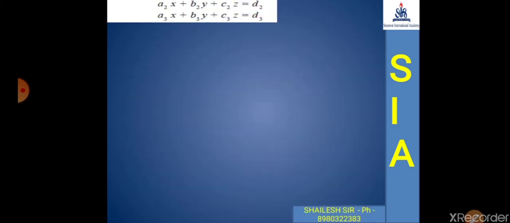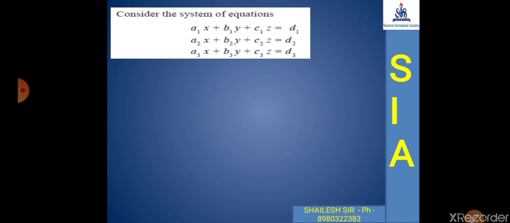Now in this linear form, consider there are three equations L1, L2 and L3 in the form a1x plus b1y plus c1z is equal to d1. Similarly, a2x plus b2y plus c2z is equal to d2, and last, a3x plus b3y plus c3z is equal to d3.